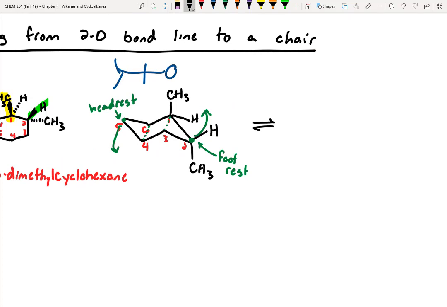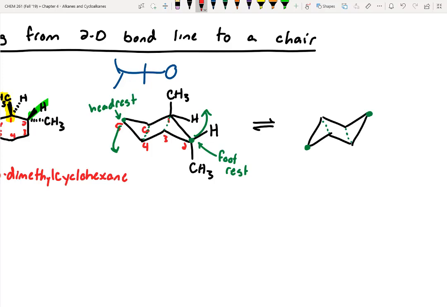All right, so when we do our chair flip, you see how my footrest is now a headrest? And my headrest is now a footrest. We've got these hinges kind of pointed like that. All right, in our previous drawing, our footrest was what carbon?